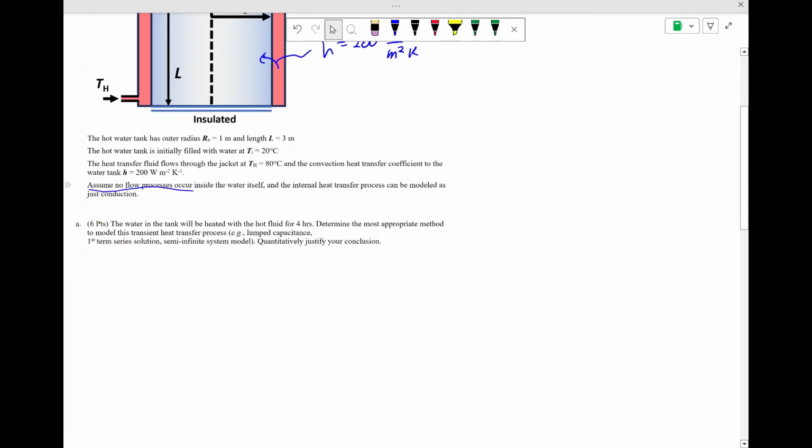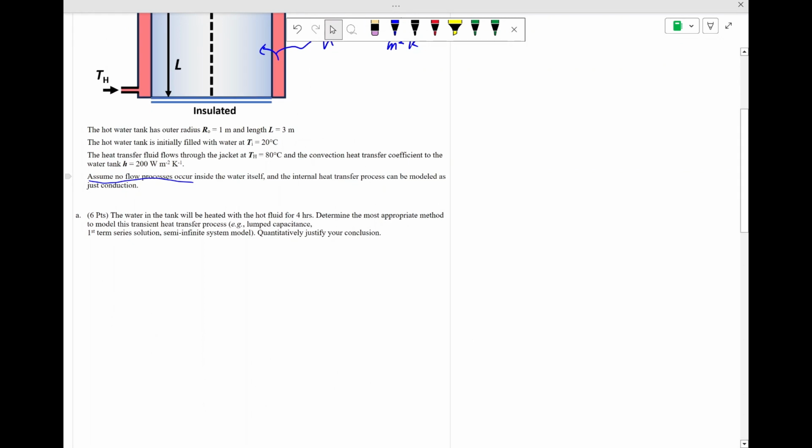So now here's the idea. We're going to heat up this tank of water by running hot fluid through that jacket for 4 hours. And this is a transient heat transfer problem. We want to try to start by working out what is the right method to choose to model this transient heat transfer process. So to begin with, let's see if we can get away with the lumped capacitance method. That would be the simplest one if it were to work.